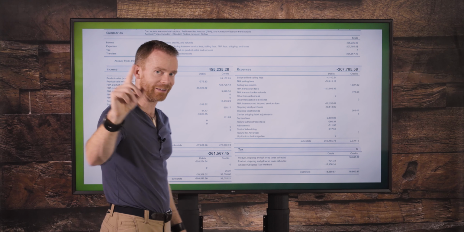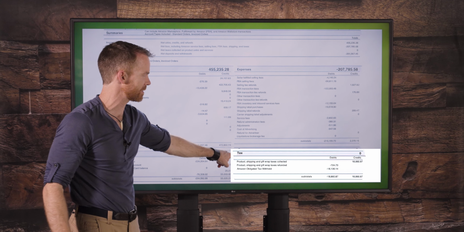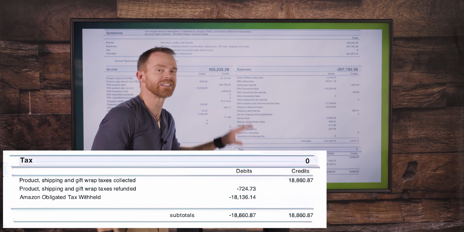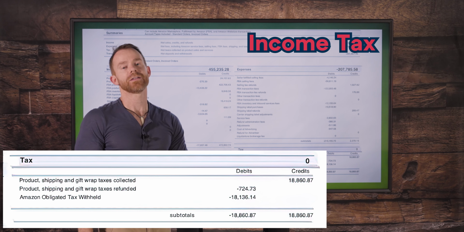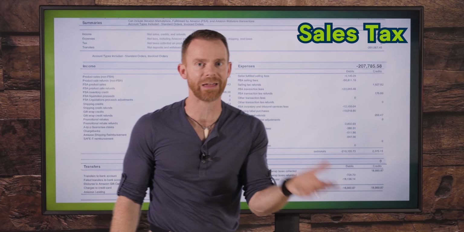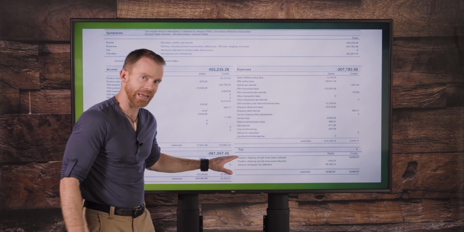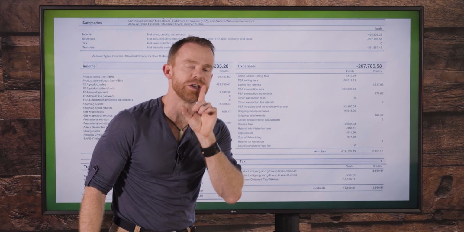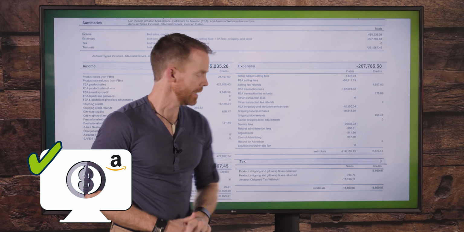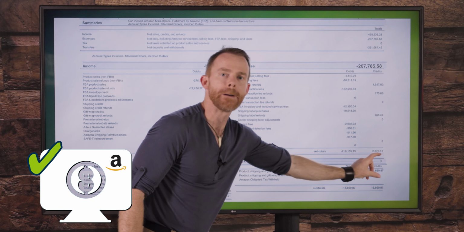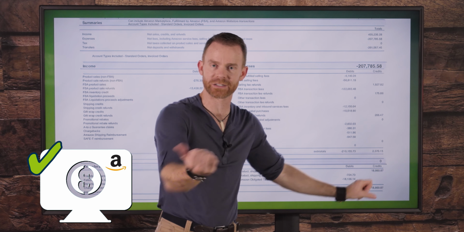All right, ladies and gentlemen, last but not least, we have tax. Let me make very clear, this is not income tax. This is sales tax. By the way, if you're wondering about sales tax, go there. We have an entire really cool video on sales tax. Please understand that sales tax does not come out of your account. It's accounted for, but you never pay for it. The customer pays for it.